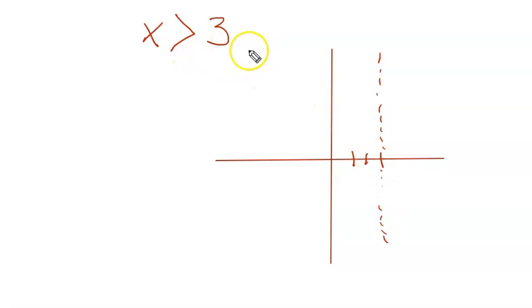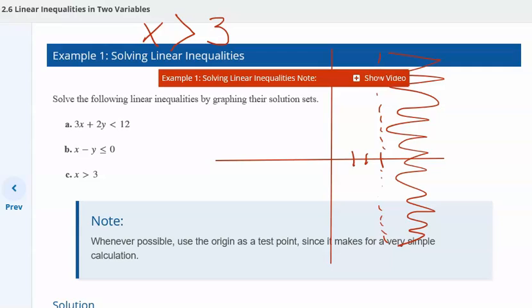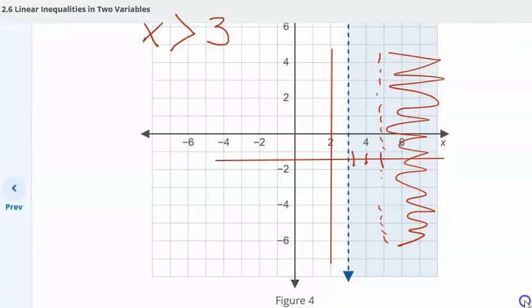Now, where do we shade? Well, where is x greater than 3? Well, over on the right here. So that's where we shade. And let's check this one out as we scroll down. And there is our answer.